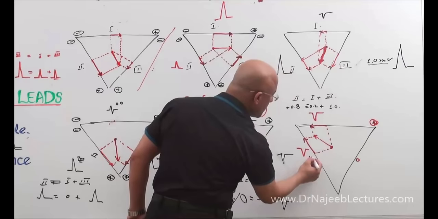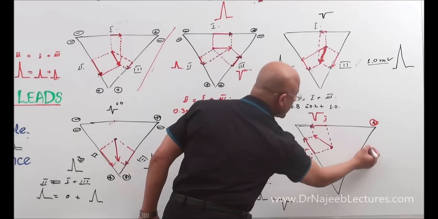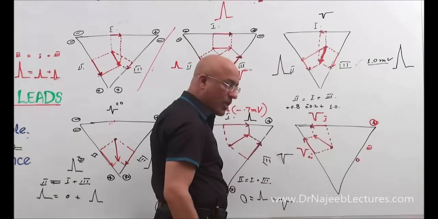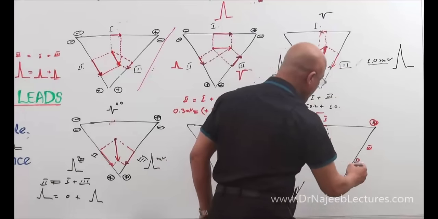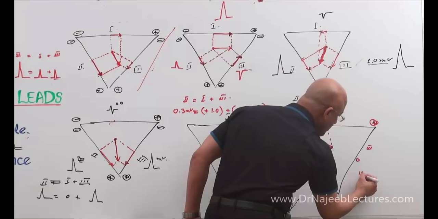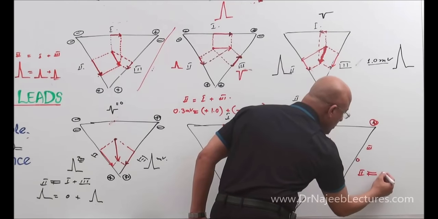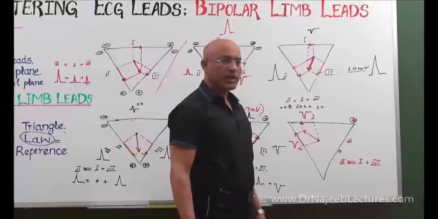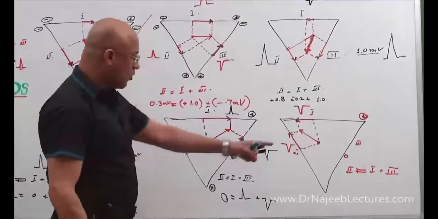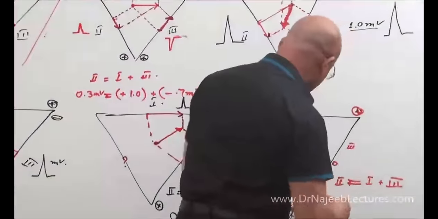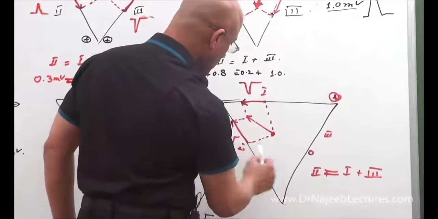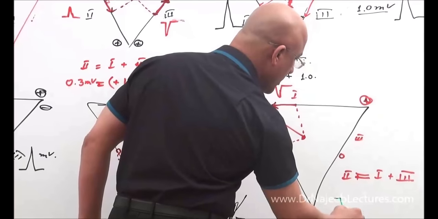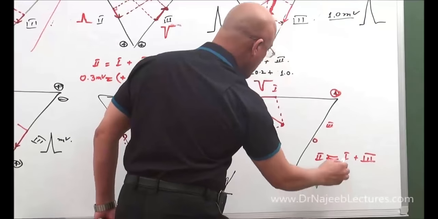Now it is lead number 2, it is lead number 1, and here is lead number 3. So what we really learn here is that lead number 2 is equal to 1 plus 3. If it is 1 plus 3, then naturally what is 2? 2 is negative, equal to negative.